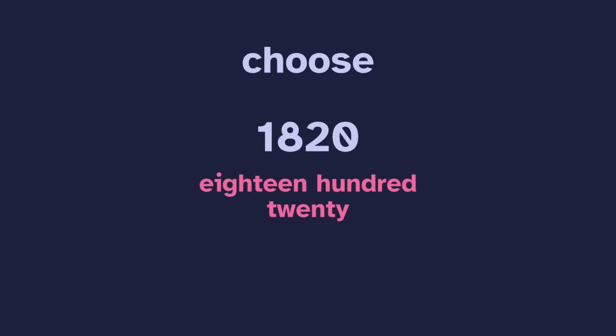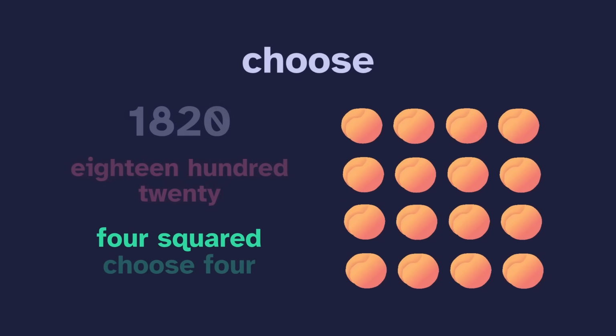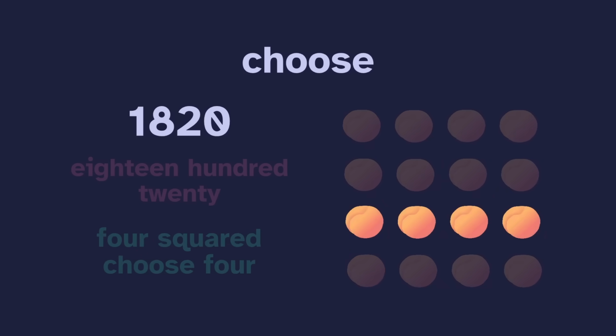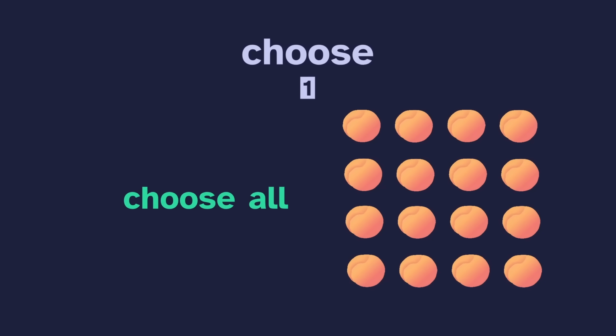The choose function? The choose function. 1820 shortens to 4 squared choose 4. Because if we have 4 squared apricots, and I want to choose 4 of them, I have 1820 different ways to do so. That's cool, and it's only one syllable. Yeah, it's pretty fish. But I do want to clarify, in reality, I would choose all the apricots, not just 4. Yeah, I know you would.